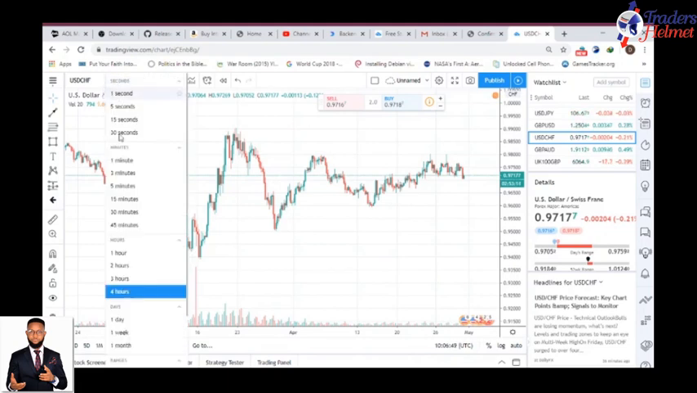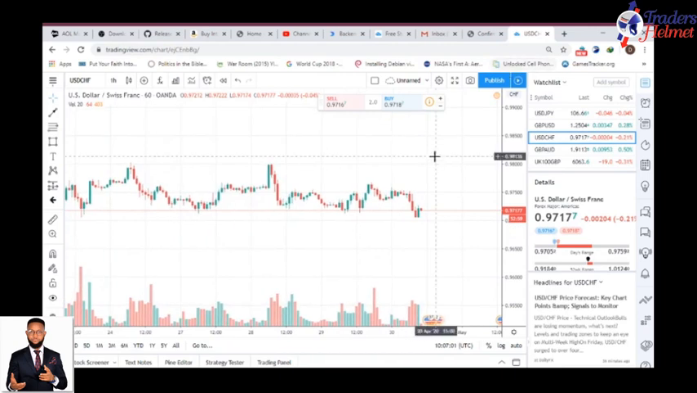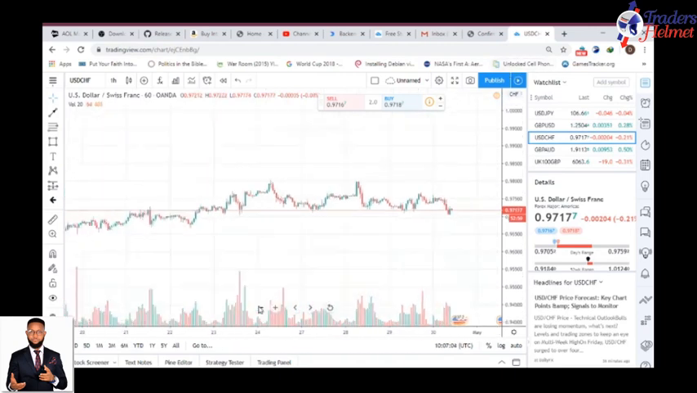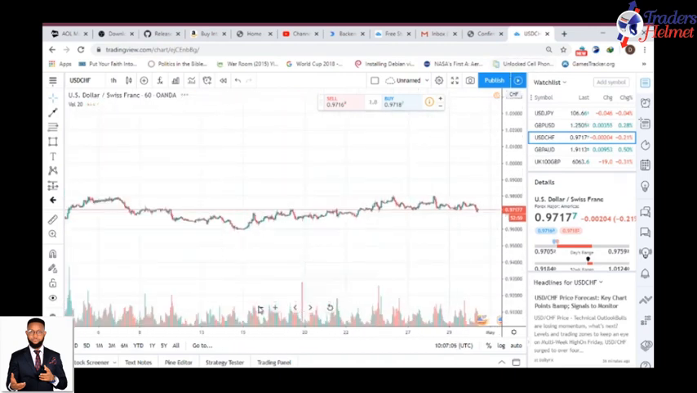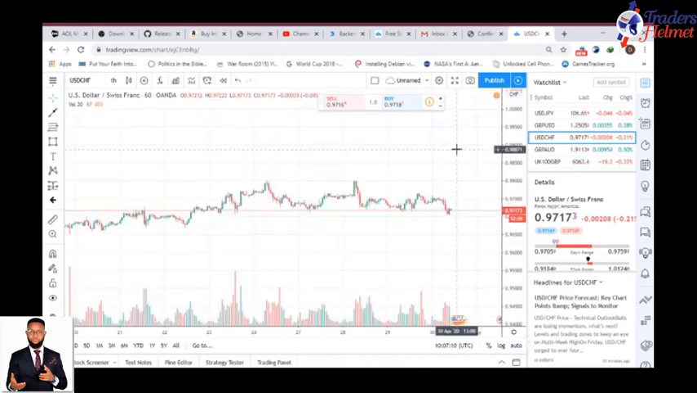Also, let's look at it in the 1 hour time frame. Let's look at the chart. This is the chart in the 1 hour time frame, depending on the time frame you'll be charting, trading with. So you also look at this thing on the time frame.